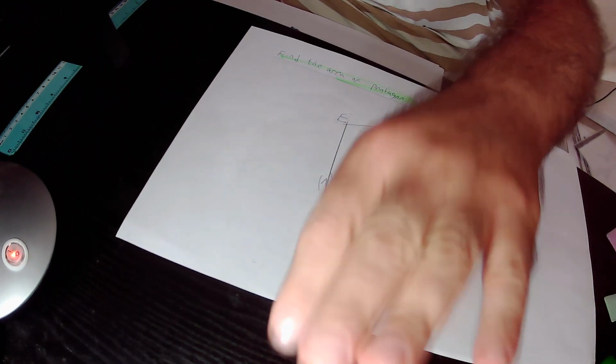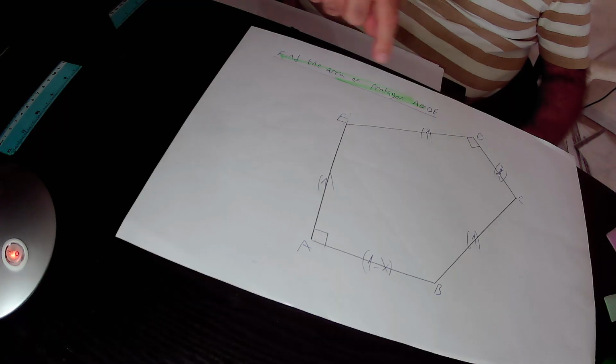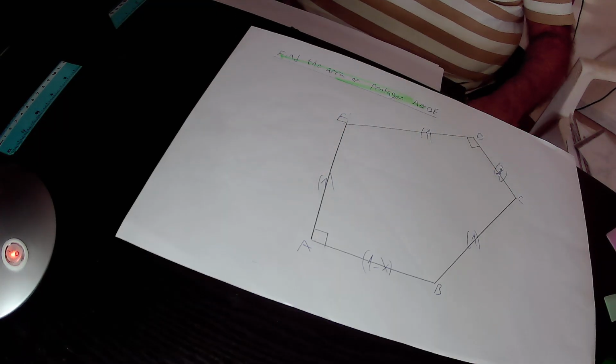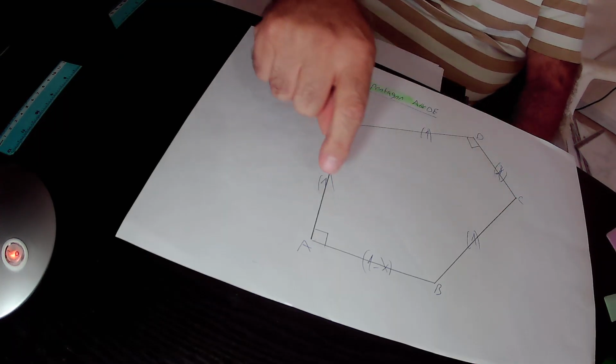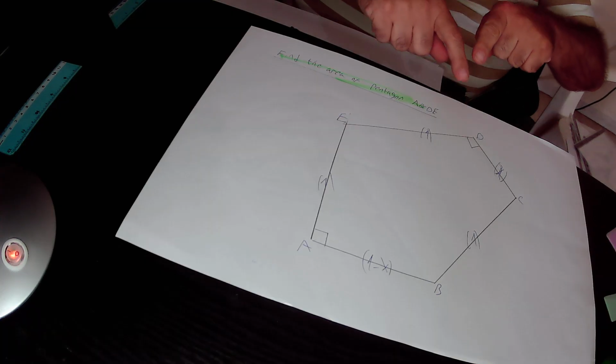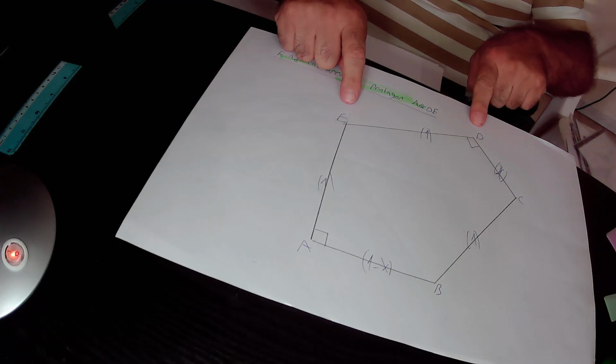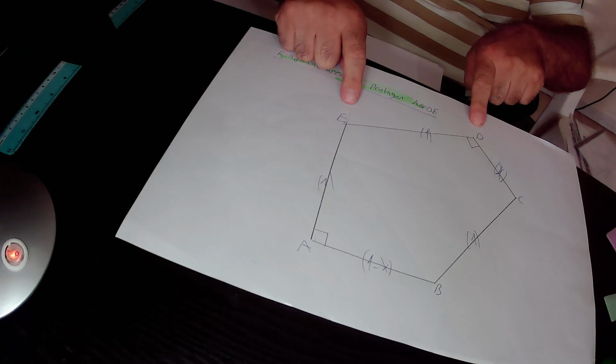In this lecture we find out the area of pentagon ABCDE. In the drawing we have pentagon ABCDE. Side ED of this pentagon ABCDE is equal to 1 unit.